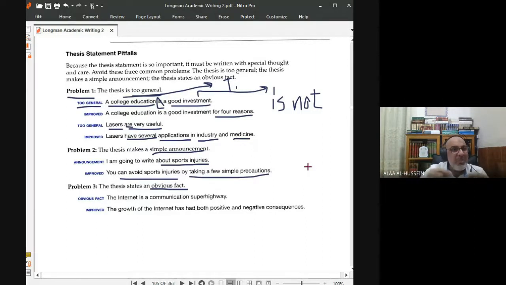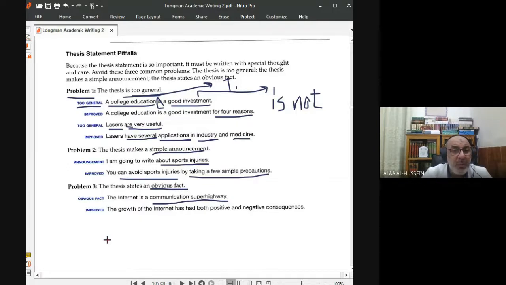And at the same time, it's too broad. You didn't specify in what aspects it's a communication superhighway. You didn't show what aspect, why, and how. The internet is a communication superhighway. We know that. So it doesn't capture my attention or my interest. It is not an interesting controlling idea. It is not specific.